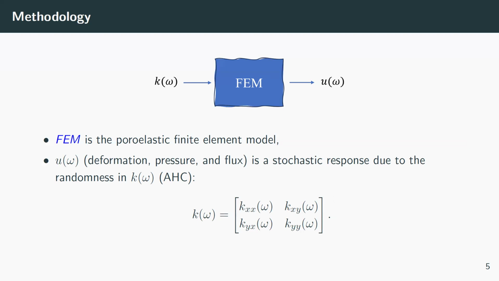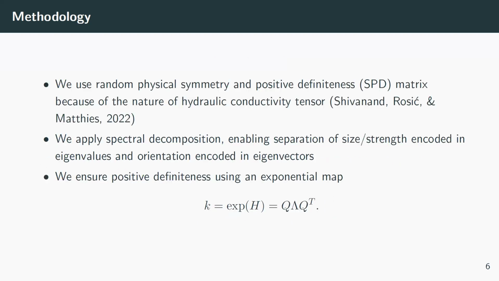But we cannot just use random values for these elements because the principal directions are perpendicular. And because of the nature of hydraulic conductivity, we use a random physically symmetric and positive definite matrix. So we apply a spectral decomposition so we can separate scaling and rotation using eigenvectors and eigenvalues. And also we use the exponential map, so we ensure the positive definiteness.